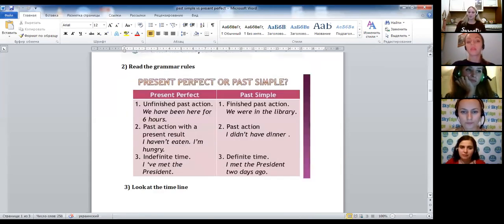Okay, let's move on to this. We should read the grammar rules. So there's a difference between present perfect and past simple. Let's read the first examples, number 1 from present perfect and number 1 from past simple, in this table.